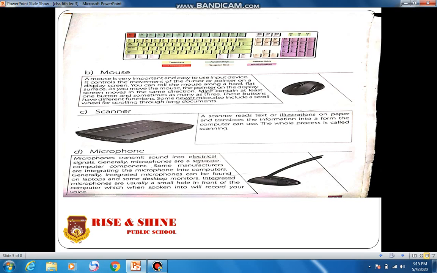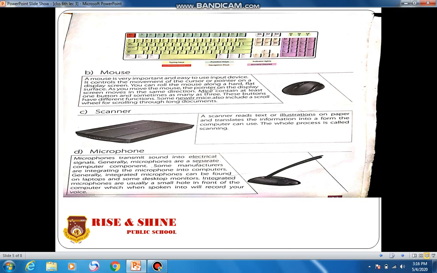Number second input device is mouse. A mouse is an input device. Mouse is another very important input device, because without mouse we cannot enter data in our computer. A mouse is used to move through the document through the cursor. What is cursor? The arrowhead which appears while working on the computer is called the cursor. Usually a mouse has three buttons: right click, left click and the scroll wheel.